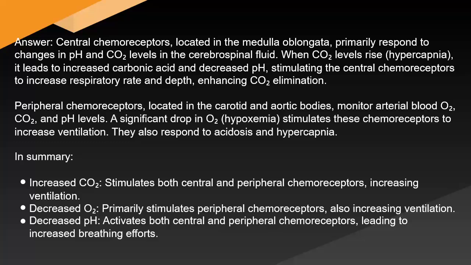Peripheral chemoreceptors, located in the carotid and aortic bodies, monitor arterial blood O2, CO2, and pH levels. A significant drop in O2, hypoxemia, stimulates these chemoreceptors to increase ventilation. They also respond to acidosis and hypercapnia.